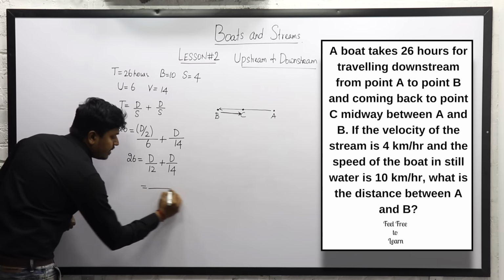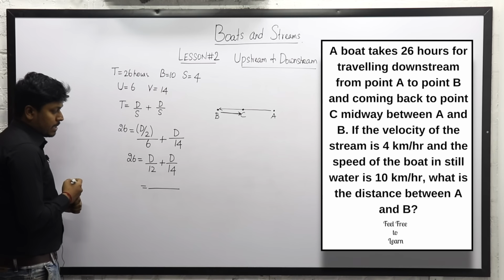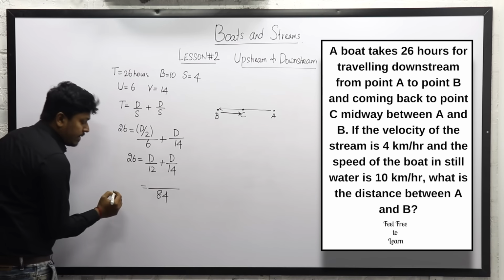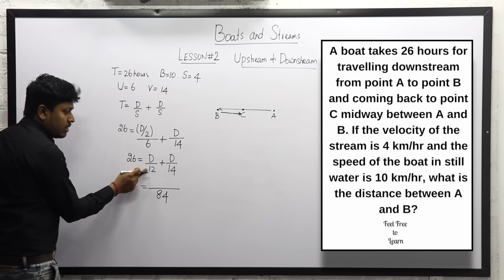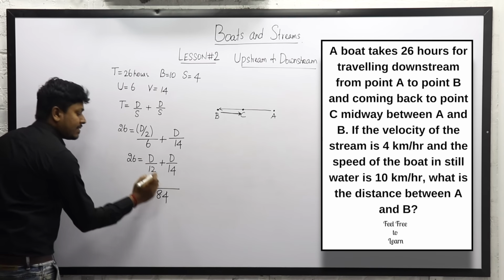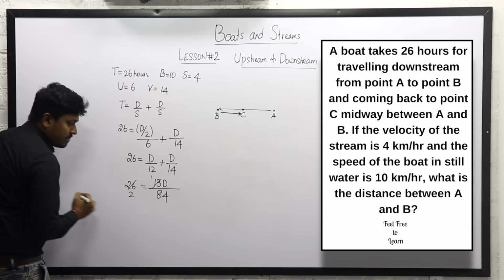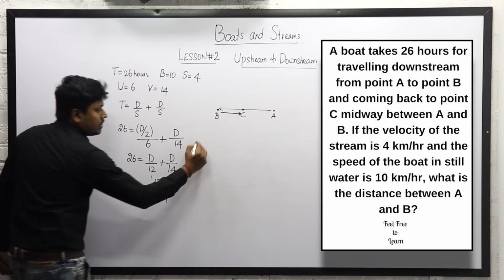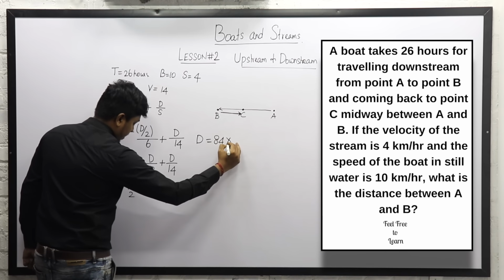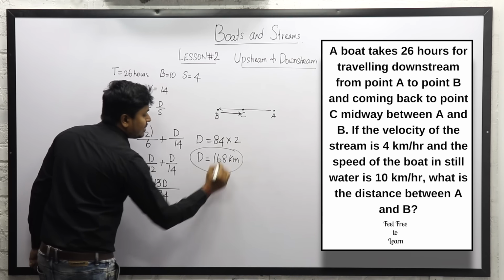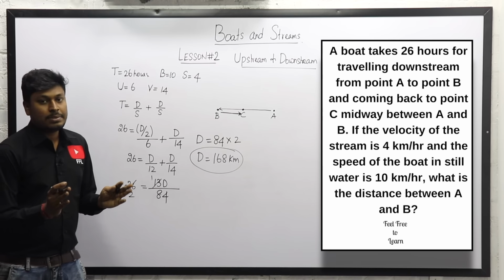So now let me take LCM here. So 12 and 14. So 168, or we can take it as 84. I think 84 is also an LCM, right? So 84. We can take LCM 84 here. So this will be 7 times. This will be 6 times. So 7D, 6D will be 13D is equal to 26. We can cancel 13, 2 times here. So finally D is equal to 84 into 2. So D is equal to 168 kilometers. So 168 kilometers will be the total distance between A to B.